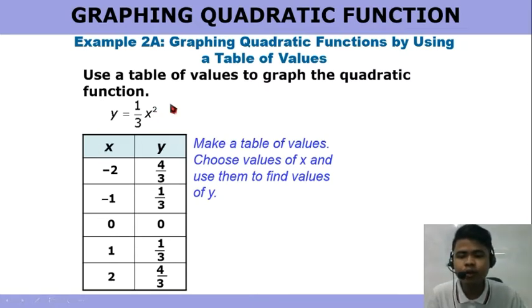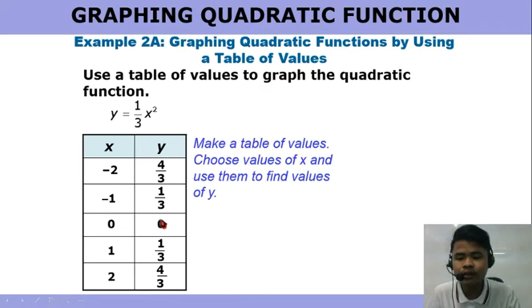So, naging 1/3 times negative 2 squared siya. Negative 2 squared is equal to positive 4. 1/3 times positive 4 is positive 4/3. Then next, bakit naging 1/3 ang katapat dito sa negative 1? It is because negative 1 was substituted to x. So, naging 1/3 times negative 1 squared siya. Negative 1 squared is equal to 1. Then 1/3 times 1 is equal to 1/3.